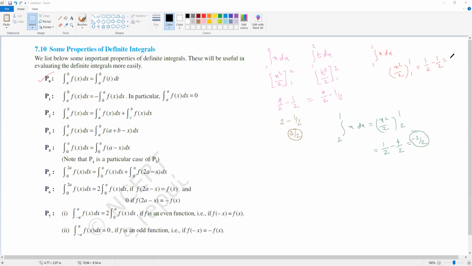So in particular, it is very obvious: if the upper limit and lower limit are the same, the integral value is 0, because it means the area under the curve from x equal to a to x equal to a.